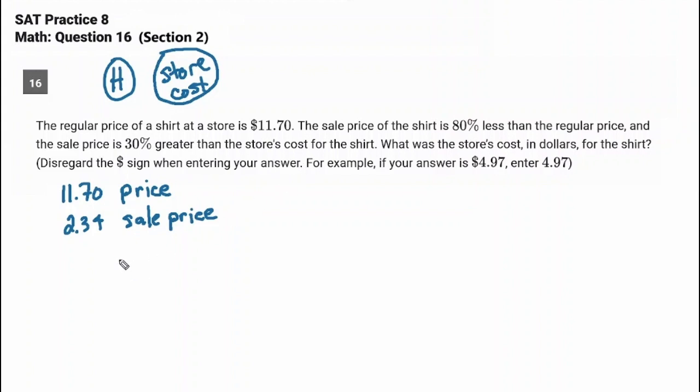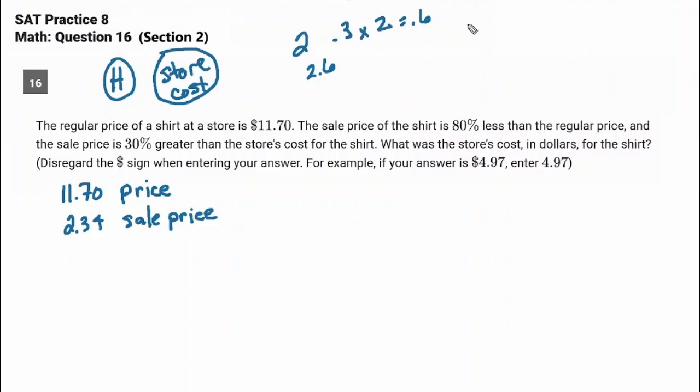So $2.34 is 30% greater than what? Let's just try something out. I mean, let's just try $2, right? So if it's $2, 30% of $2, what is that? That's 0.6. So you'd add 60 cents to $2 and you'd get $2.60. You were looking for $2.34. That's not right, so you need to go lower.